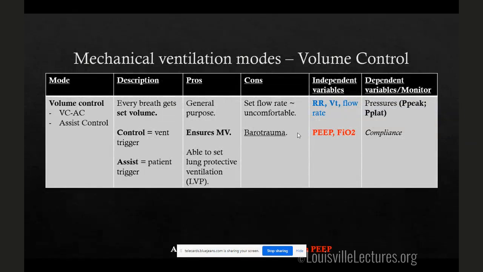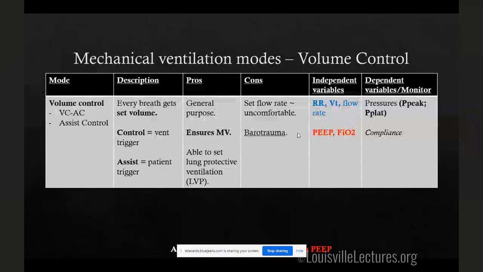What are the pros of this? Well, it's the easiest mode to kind of use. It ensures adequate minute ventilation because we just said the machine gives a specific breath rate. You set that. We also said that you deliver a set volume, and we said minute ventilation is the multiplication of those two things. So you ensure minute ventilation, which is good for the critically ill. And we can also set lung protective ventilation.